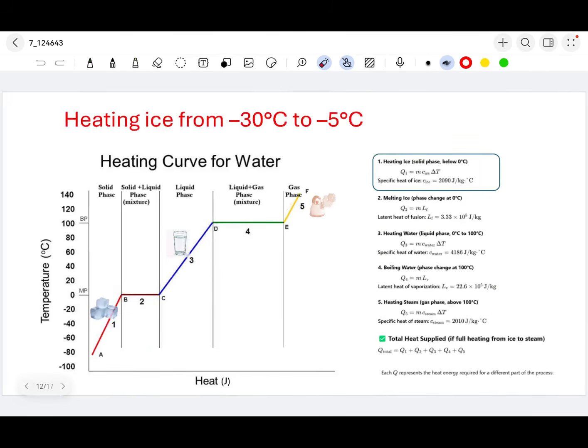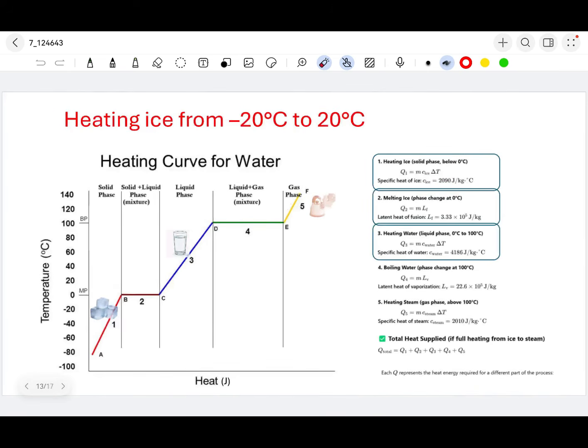Next, for example, we are heating the ice from where? Minus 30 degrees Celsius to minus 5 degrees. Only this much, so it remains in the solid phase. Once it is in the solid phase, whatever heat energy is given, the state stays the same. So heat energy supplied is equal to mc delta T, where c is the specific heat of ice, which is 2010.